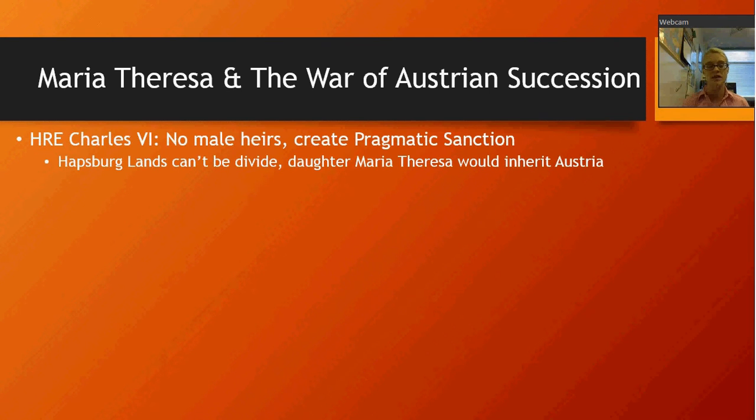So it really begins with Maria's father, who is the Holy Roman Emperor Charles VI. And the problem is Charles has no male heirs. He only has two daughters, and there's no close family members who has any boys either. So he decides to create this document called the Pragmatic Sanction. Basically what this says is that no matter what happens to him, none of the Habsburg lands can be divided up. And when he dies, his eldest daughter, Maria Theresa, is going to inherit the Habsburg Empire, which is Austria.